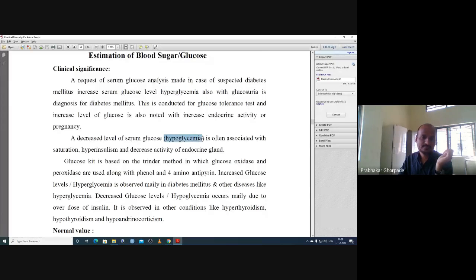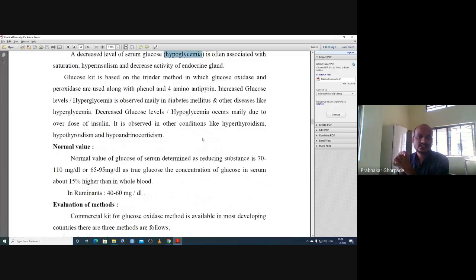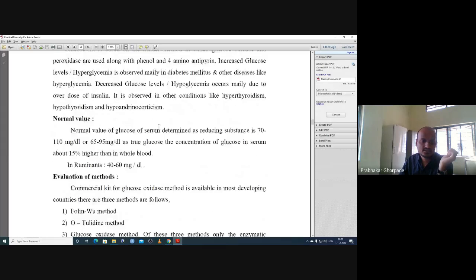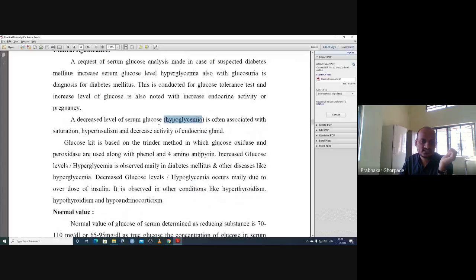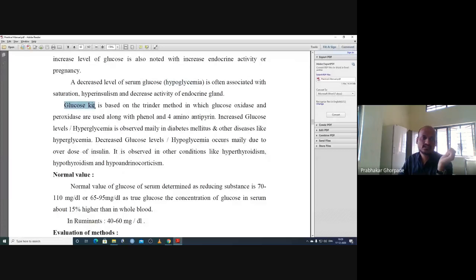So in clinical significance, we are seeing hyperglycemia, and second, hypoglycemia. The glucose kit is based on the Trinder method. Trinder method means glucose oxidase and peroxidase are used along with phenol and 4-aminoantipyrine. Whenever we are discussing glucose estimation, one method is the glucose kit. In our lab also we have this kit. We can do the glucose estimation by the glucose kit or otherwise by the Folin-Wu method. So there is a conventional method and there is the enzymatic method. Enzymatic methods tend to be on the quicker side.